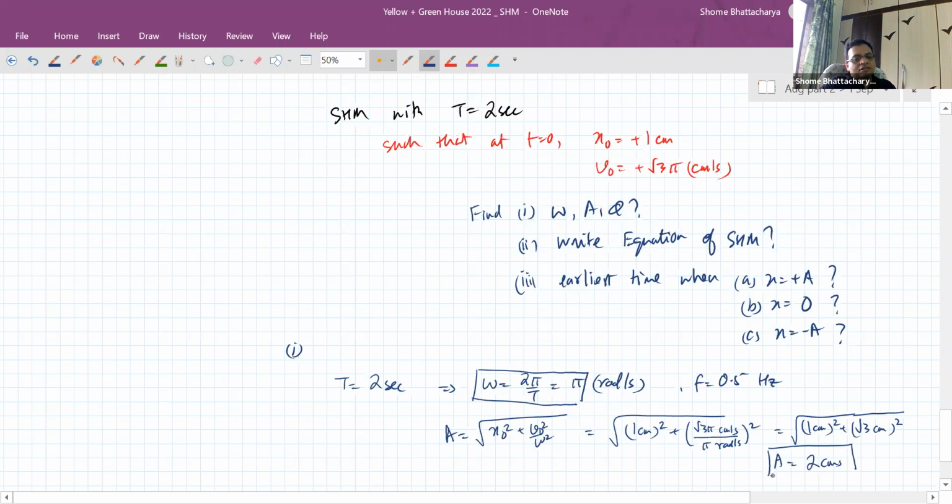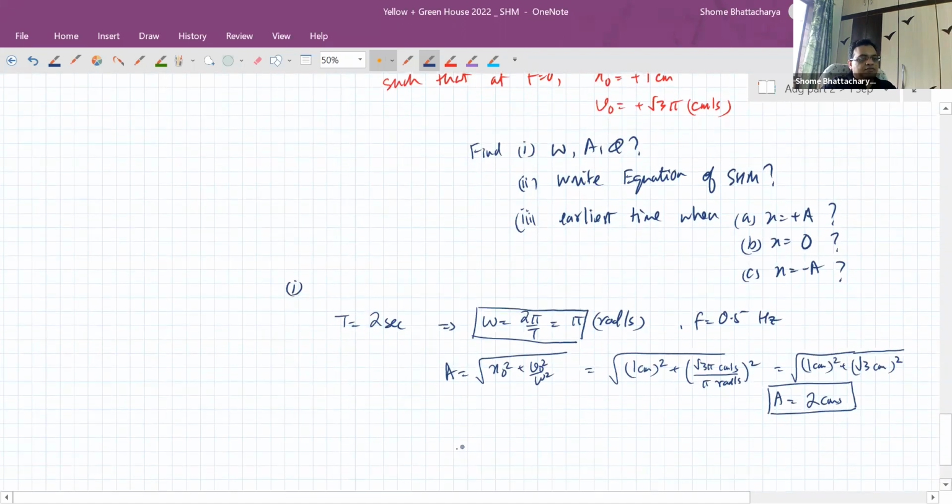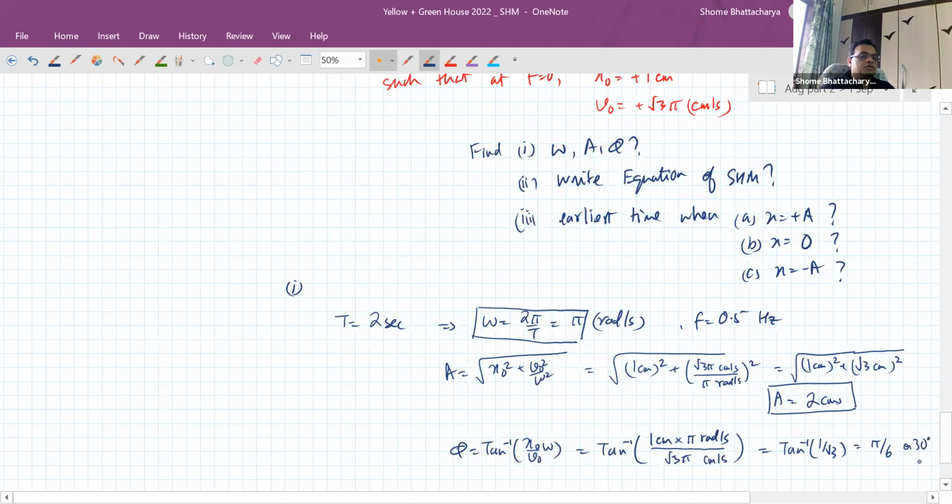So this is in fact the same thing as what we discussed in the previous question. When x is plus a by 2, v can be plus or minus √3 by 2 a omega, that kind of situation it is. Okay. And we can also use the relation that phi is tan inverse of x naught divided by v naught into omega. So that is here tan inverse of, again, centimeters per second. So centimeters and centimeters cancel out, so we don't need to convert that. It's basically just tan inverse 1 by √3, so that is pi by 6, or 30 degrees.